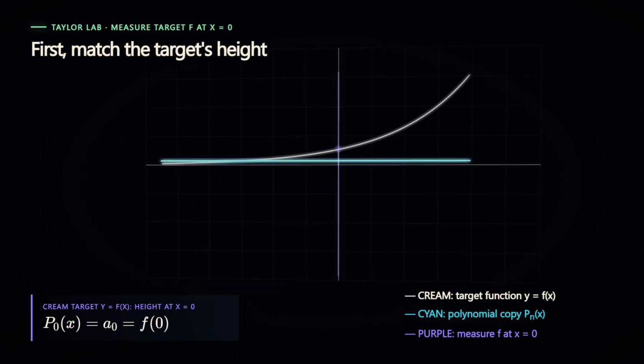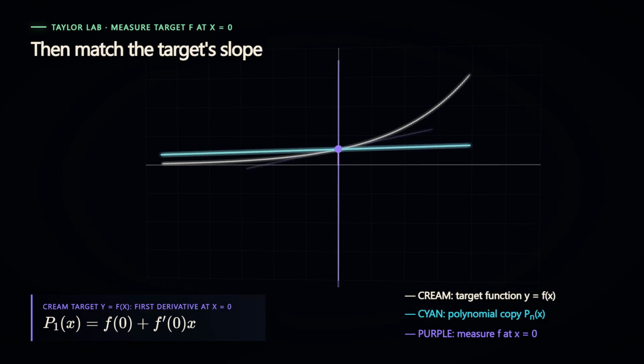First, measure height. At the center, every positive power of x becomes 0, leaving only the constant. Choose a sub-0 to equal f of 0. The polynomial and target now pass through the same point. We have matched where the curve begins, but not which way it moves.